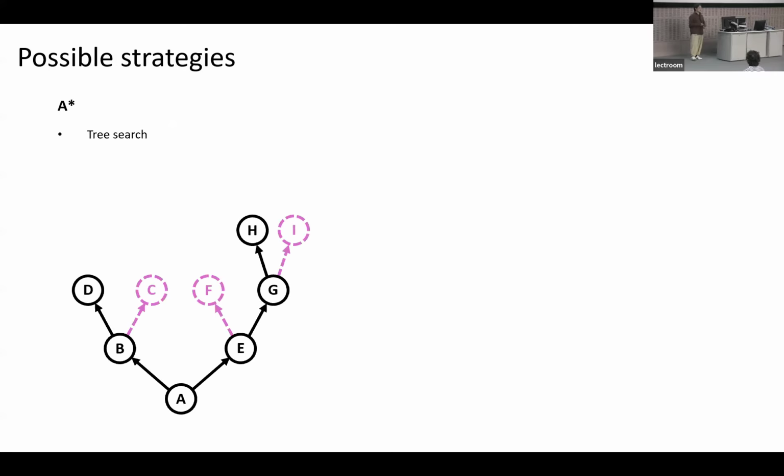Before diving into people's behavior, we first consider 2 representative strategies, both widely used to model planning. The first strategy is A star. A star is a tree search algorithm, and it expands nodes based on path value. For example, let's say we have a search tree like this, and we want to choose which node to expand next from the 3 purple candidate nodes.